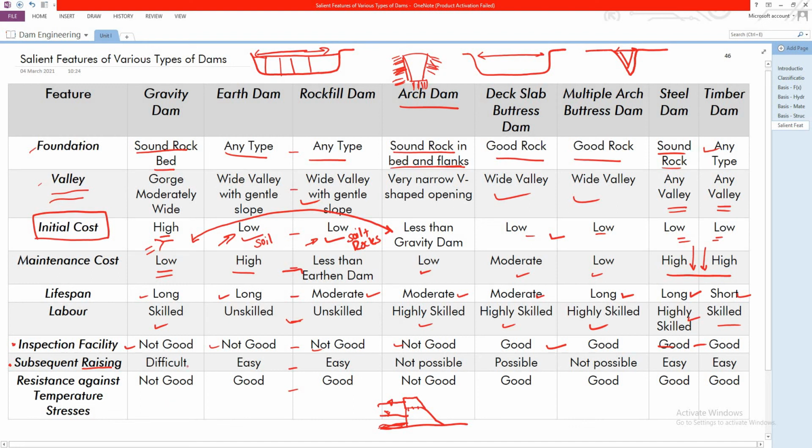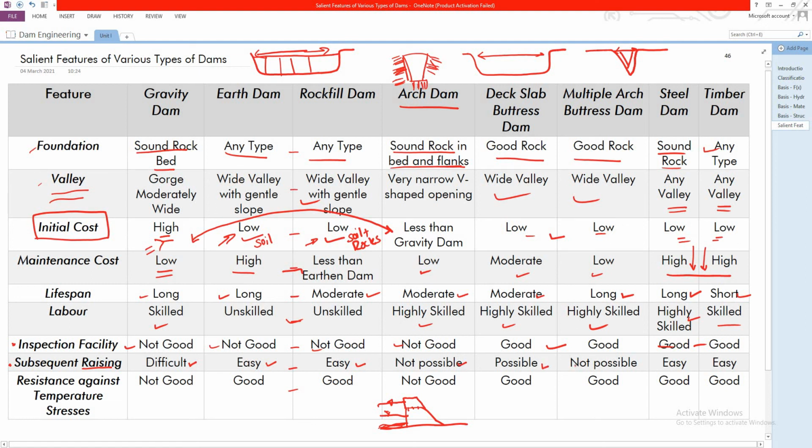In case of gravity dam, the possibility of raising is difficult. Okay. In case of earthen dam, you just have to put down more number of layers of soil over there. That's why it is easy. Same goes with rockfill dam. It is highly impossible in case of arch dam. Once it is constructed, it is full and final. Okay. Then in case of deck type buttress dam, we can subsequently put more number of buttresses over there and the subsequent related components over there in order to get a more height over here.